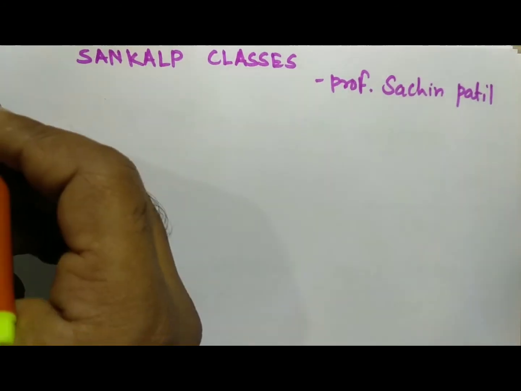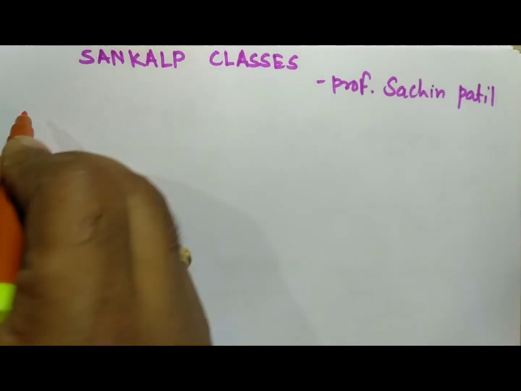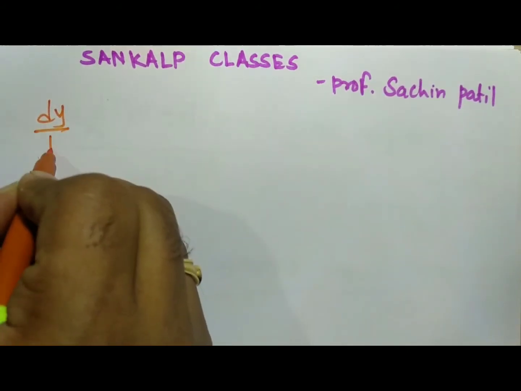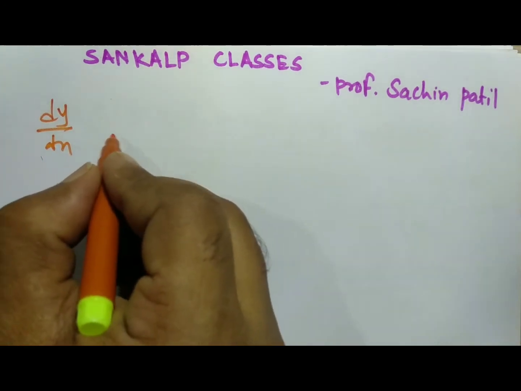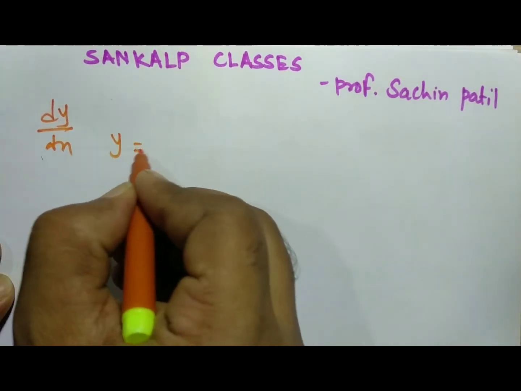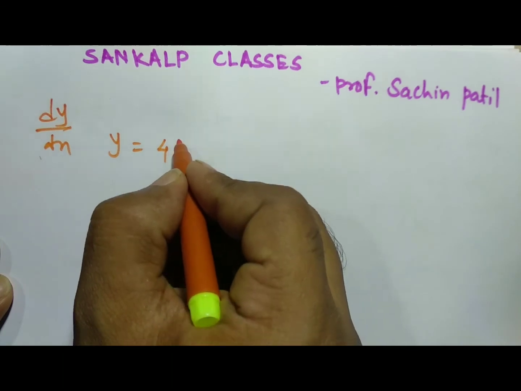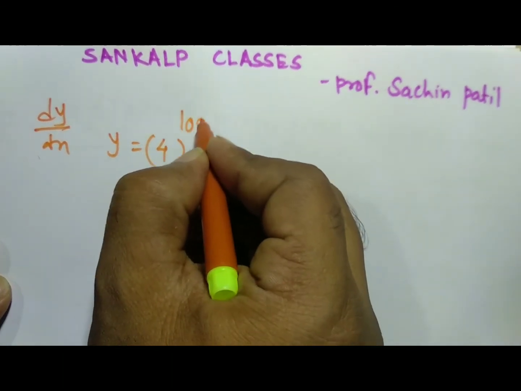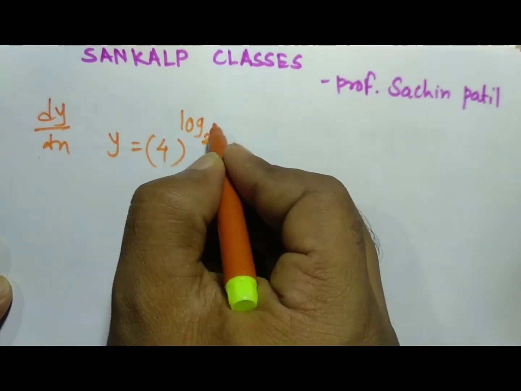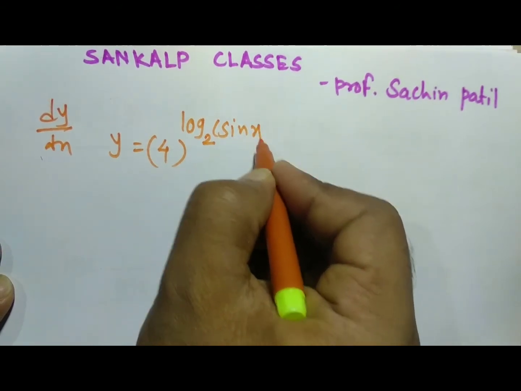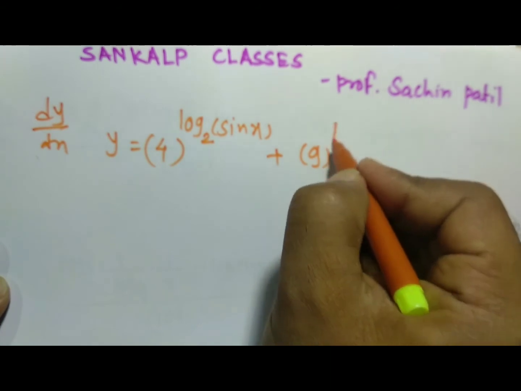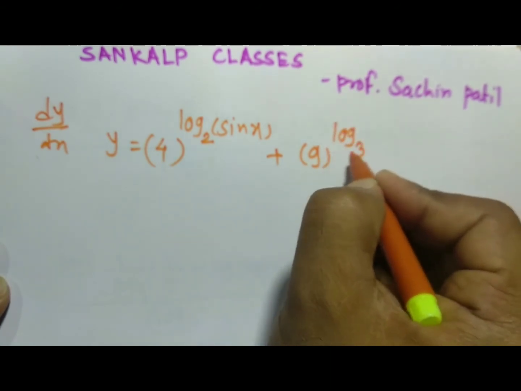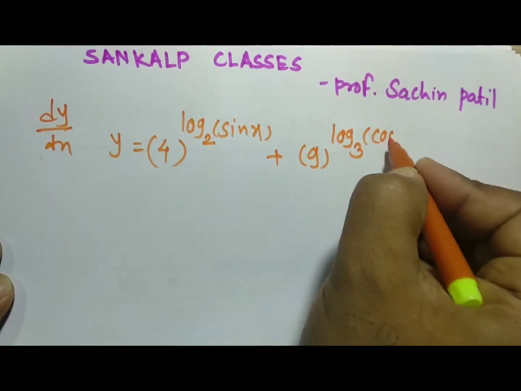Now we go on to another derivative. We find dy by dx here, and the function is y is equal to 4 raised to log to the base 2 sin x plus 9 raised to log to the base 3 cos x.